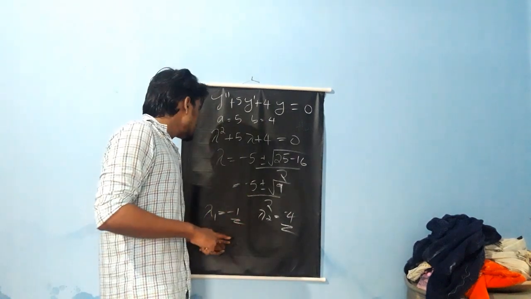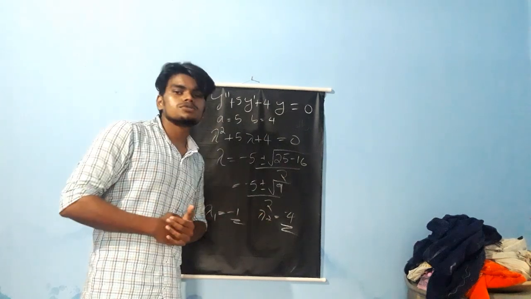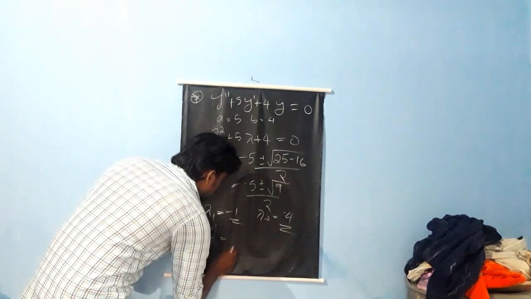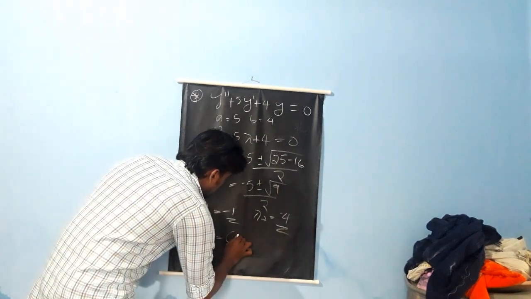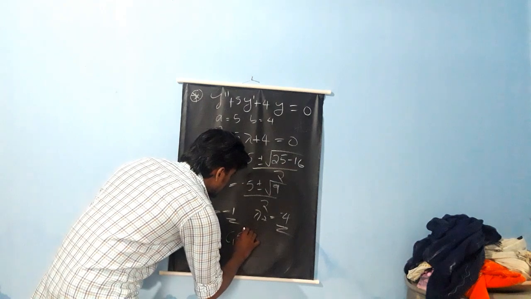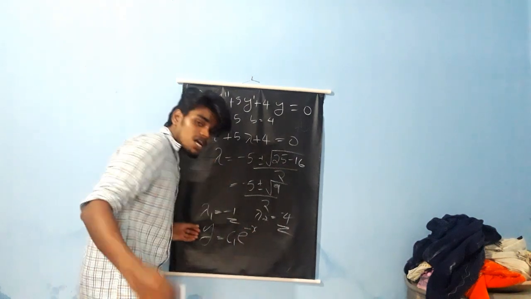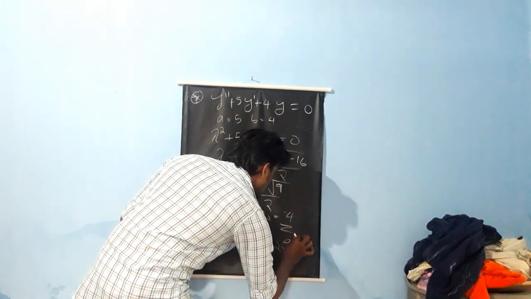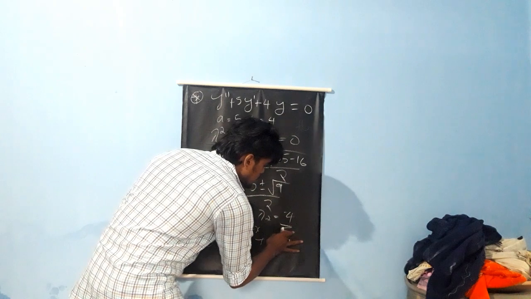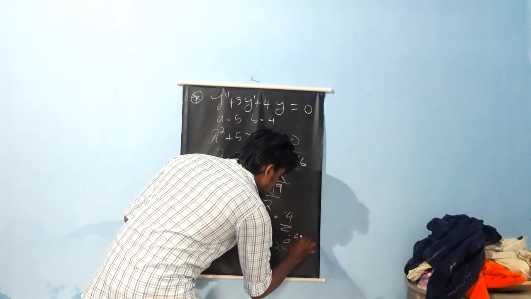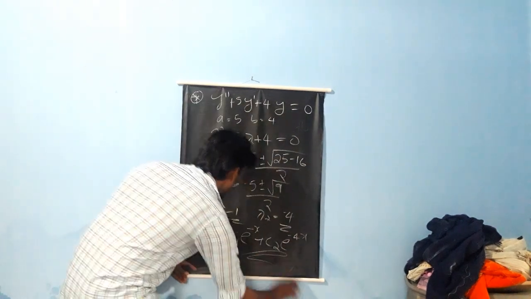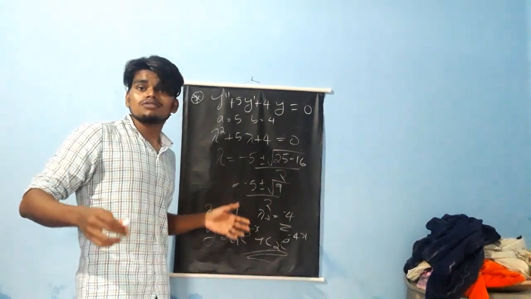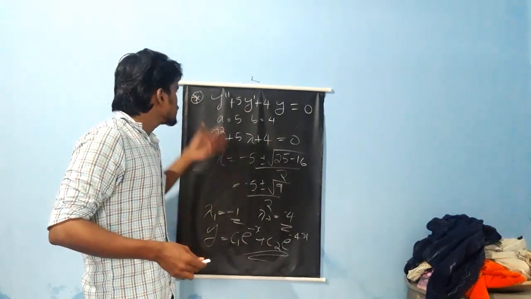So let's apply lambda 1 is equal to minus 1 and lambda 2 is equal to minus 4 to our general solution equation. We know that y is equal to c1 e raised to lambda 1 x, here minus 1 into x, which means minus x, plus c2 e raised to lambda 2 x, here lambda 2 is equal to minus 4, so minus 4x. So our general solution will be y = c1 e^(-x) + c2 e^(-4x). This is our general solution for this differential equation.